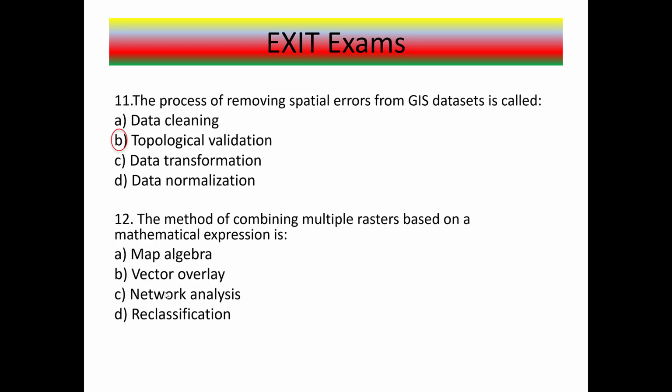Okay. Question number 12. The method of combining multiple rasters based on a mathematical expression is blank. That means more than one raster together is called A, map algebra, B, vector overlay, C, network analysis, D, array classification. So the answer is map algebra. In map algebra, there is a raster calculator.